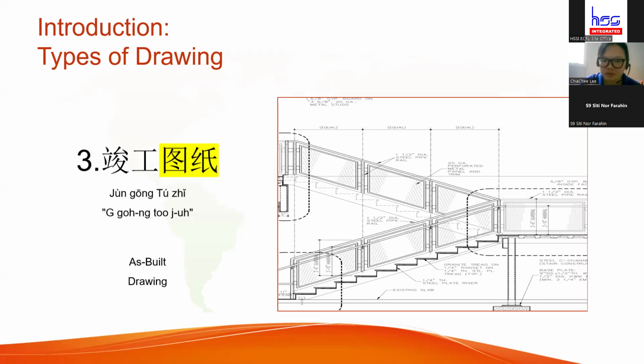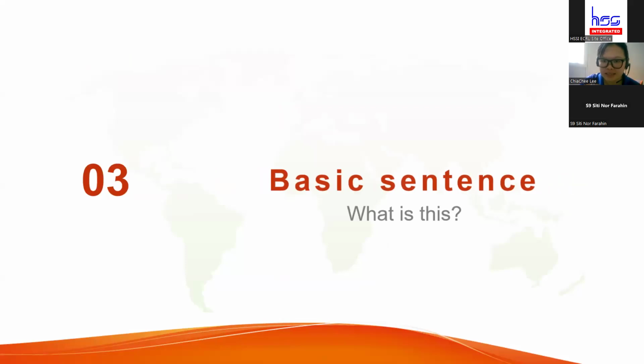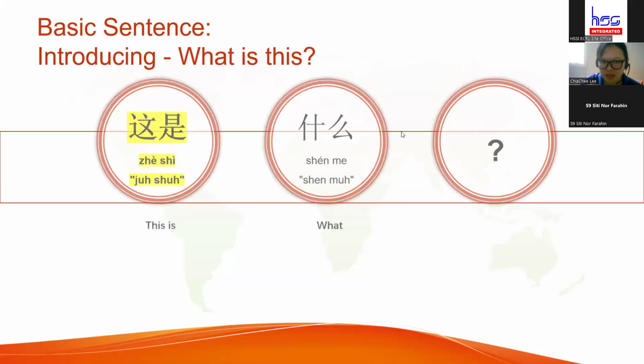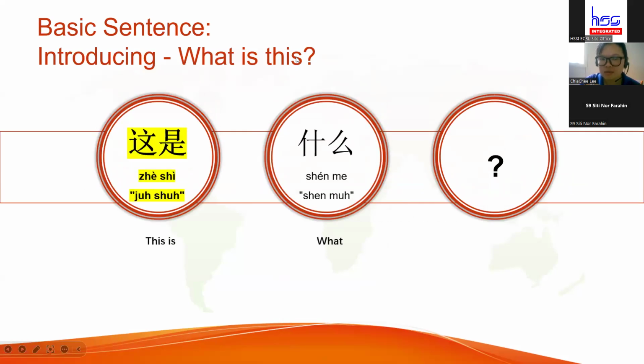Then we proceed to our basic sentence structure. When we want to ask, what is this? In English, we say what is this, in Mandarin it would be 这是什么? And then question mark. All right. So 这是, they are both in fourth tone. 这, and then 是. 是, okay, meaning it is.